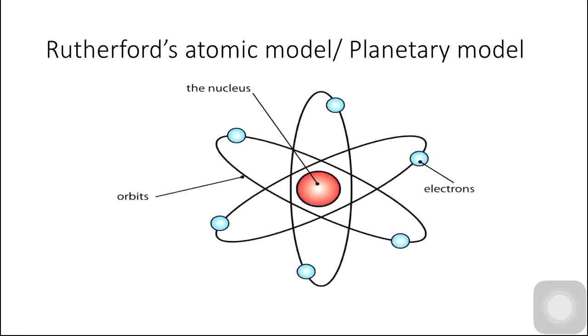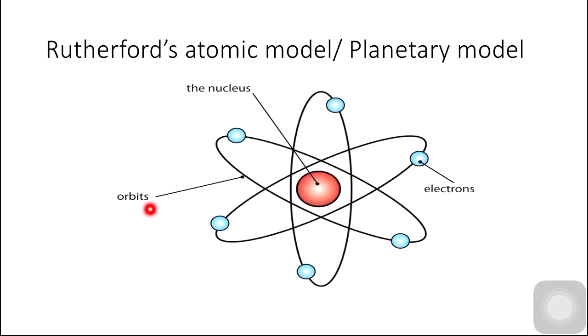On the basis of these conclusions, Rutherford proposed an atomic model which is known as the Rutherford atomic model or planetary model of an atom. According to Rutherford, in the center of an atom, the nucleus is present, and around the nucleus, electrons are revolving in circular paths, and these circular paths are called orbits.